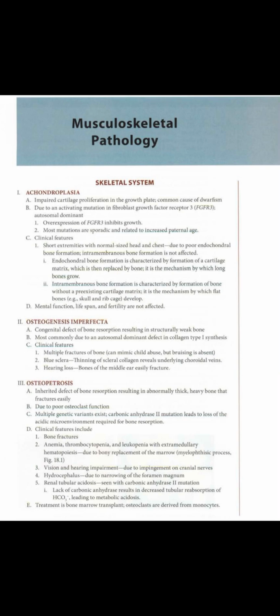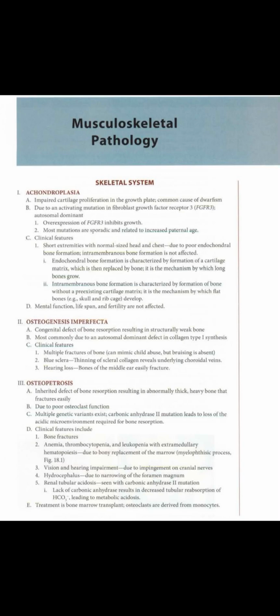Achondroplasia. Impaired cartilage proliferation in the growth plate, common cause of dwarfism due to an activating mutation in fibroblast growth factor receptor 3. Autosomal dominant. Number 1. Overexpression of FGFR3 inhibits growth. Number 2. Most mutations are sporadic and related to increased paternal age.